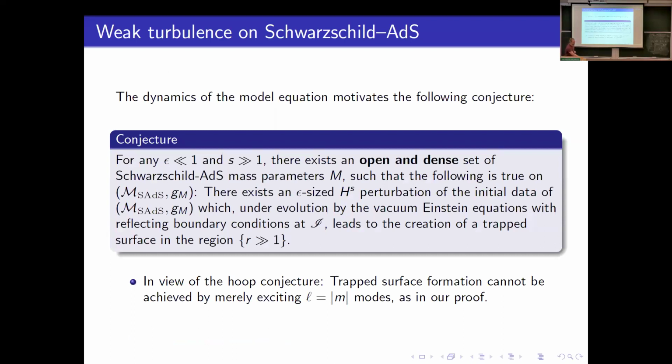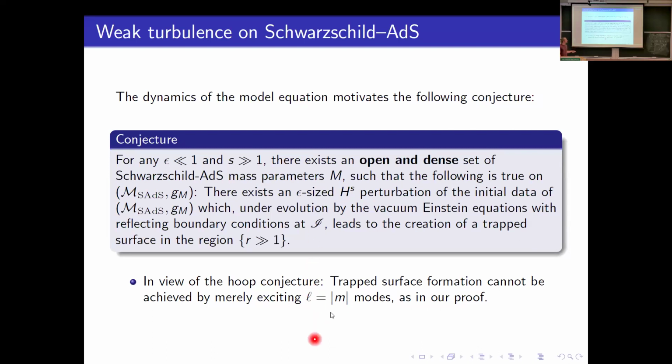Now, given this result, let me make two natural conjectures. The first one is that it's natural to expect that Schwarzschild-AdS is unstable to H^s perturbations. The claim is that, as before, there exists an open and dense set of Schwarzschild-AdS mass parameters, depending on the smallness of the perturbation and the Sobolev regularity, such that there exists initial data with that regularity and being epsilon small, which if you evolve long enough, will create new trapped surfaces far away from the original horizon. And again, this is in contrast to a conjecture put forward by Gabriele, France, etc. in their paper, but more on that later.